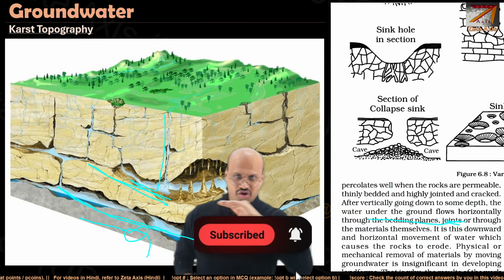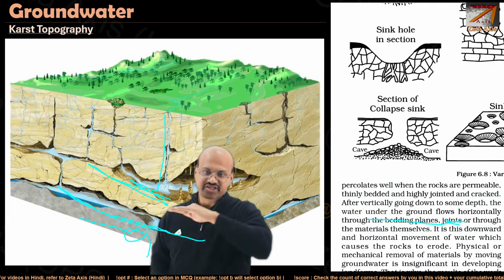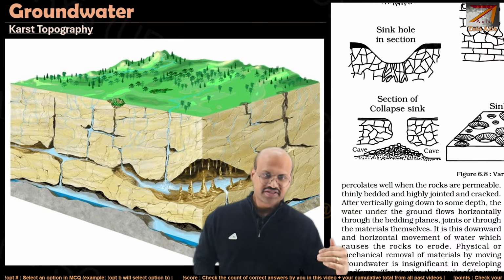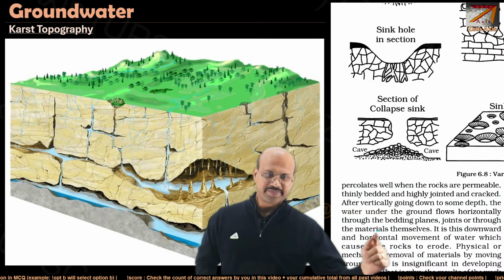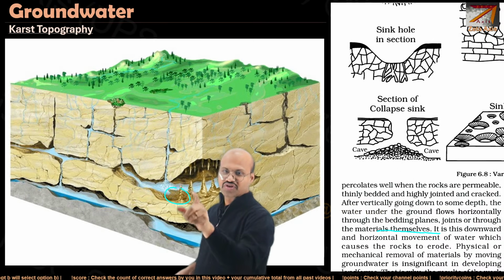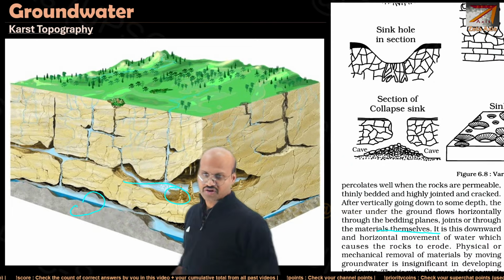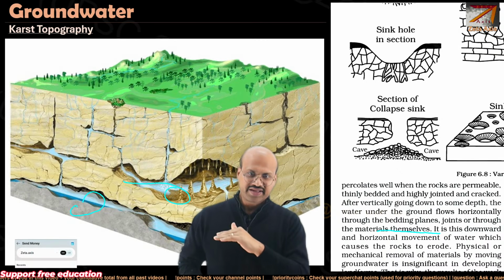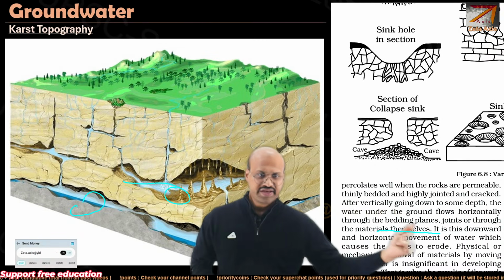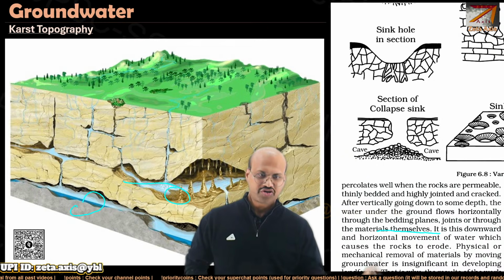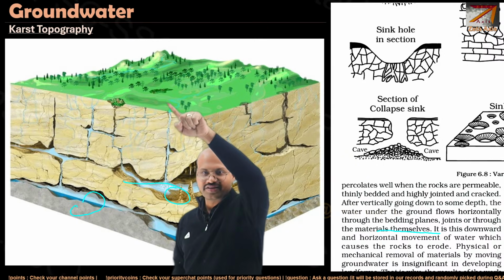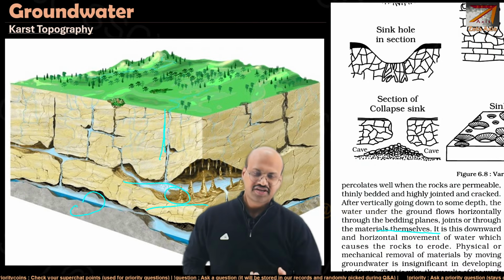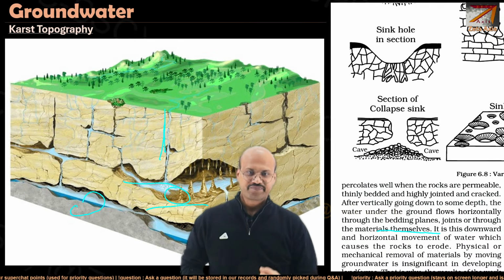If these joints, these cracks, are horizontal, then the water can flow horizontally in the ground, beneath the surface, or through the materials themselves. Here you can see that they are moving through the rocks, and here they are moving over another rock. Beneath the earth there would be certain regions where the water will collect and move horizontally. It is this downward and horizontal movement of water which causes the rocks to erode. It is basically this process, where the water is moving downwards as well as horizontally within the rock surfaces, that creates this erosion.